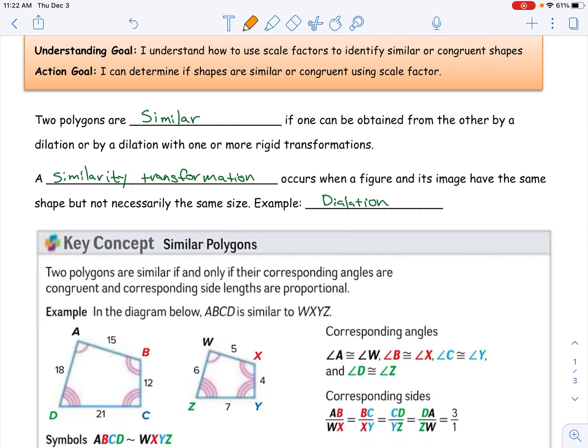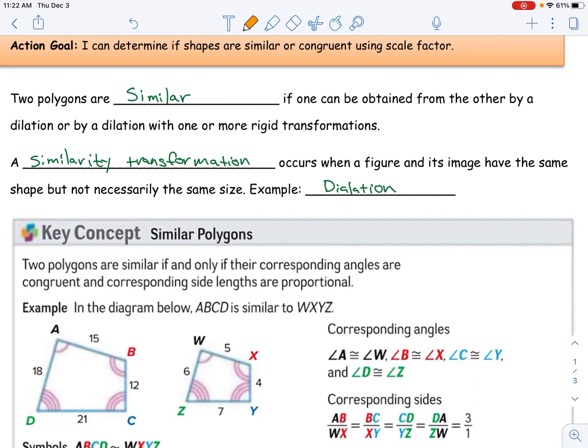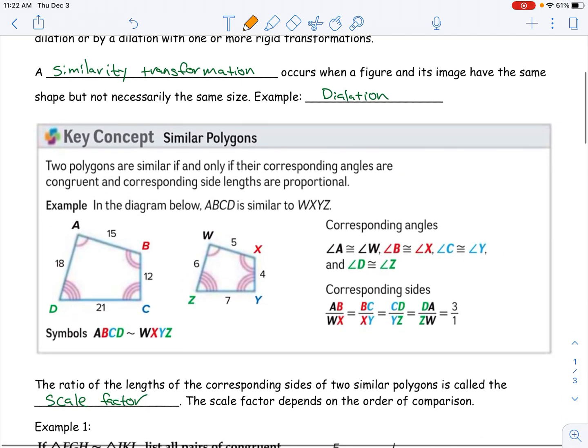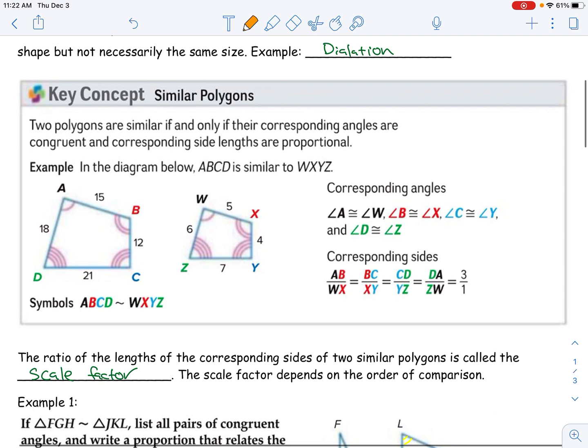A similarity transformation occurs when a figure and its image have the same shape but not necessarily the same size. For example, a dilation would make it a similar triangle. Okay, so here is our key concept, similar polygons.